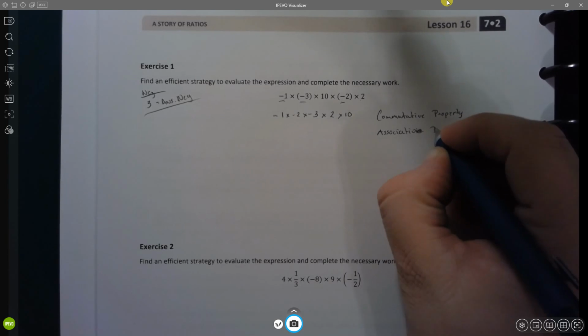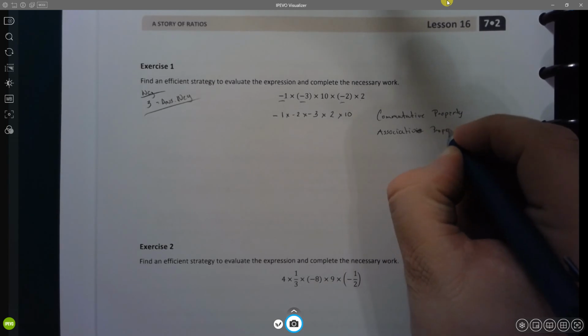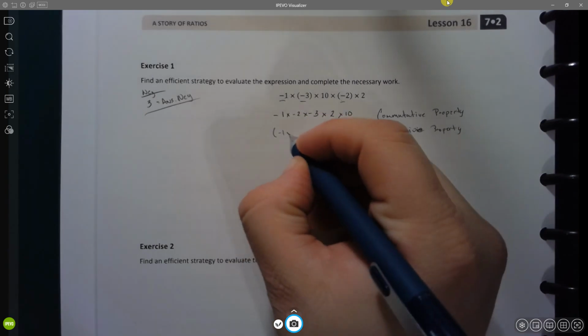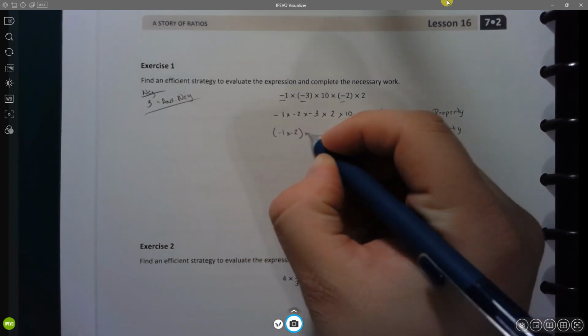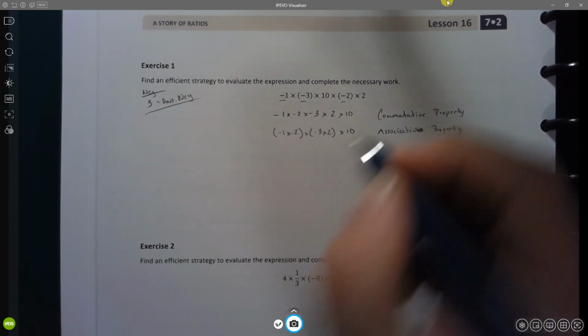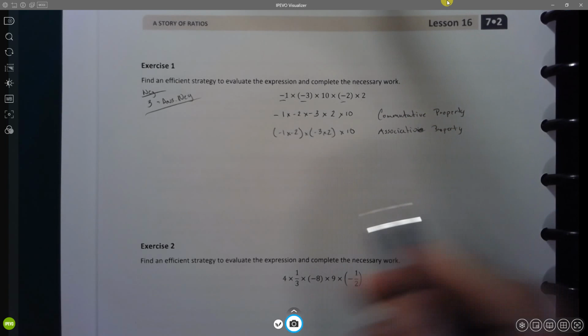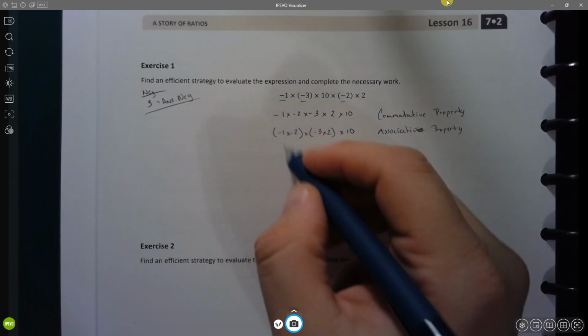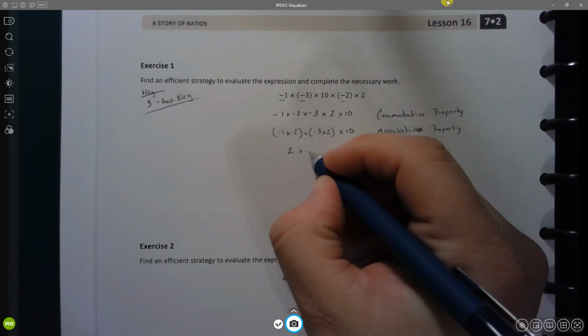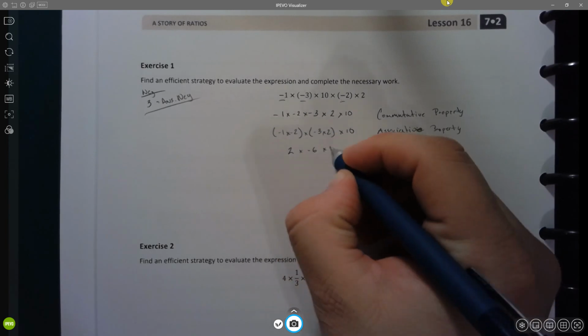Associative property. We're having issues with spelling today. And let's group the -1 times the -2, and then we'll group the -3 times 2 together, and then times 10. Okay? Now we just solve. -1 times the -2 would be 2, times -3 times 2 is going to be a -6, times 10.